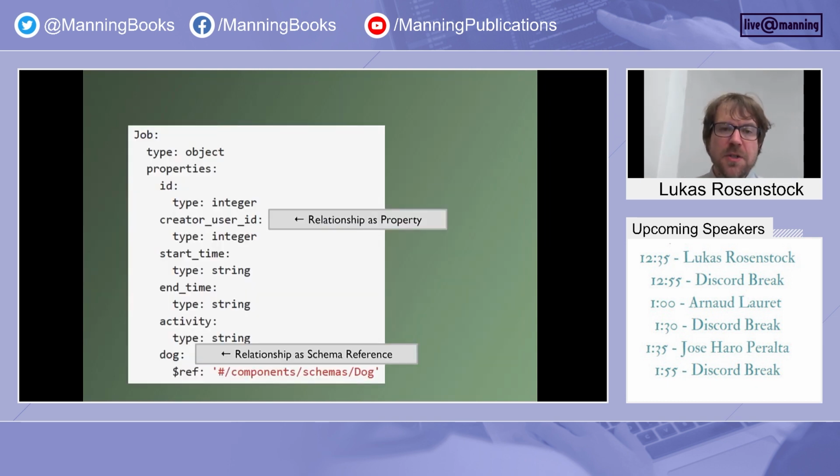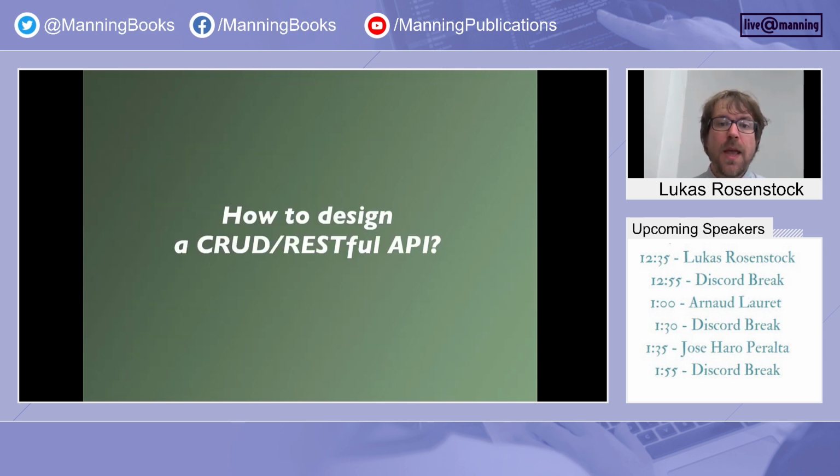When we look at relationships, let's take another example. We have a job concept. Sometimes we have to add some properties because we want to represent a relationship by putting its ID, the ID of the referenced resource, as a property. And sometimes we want to make a direct schema reference because we want to include one schema into another.